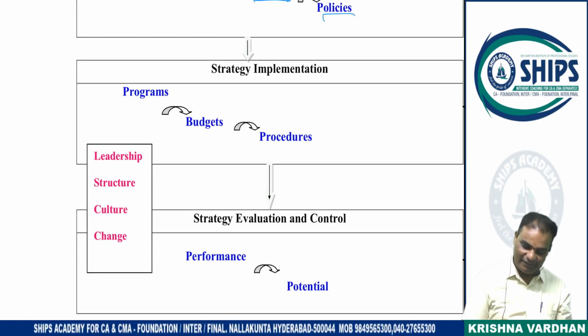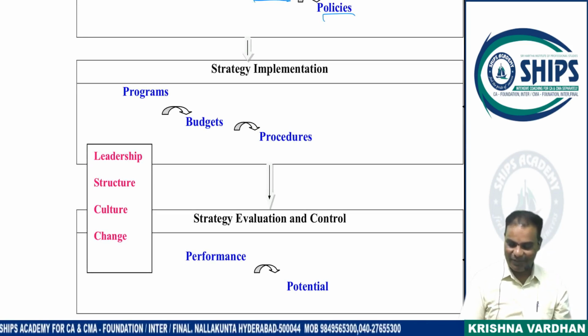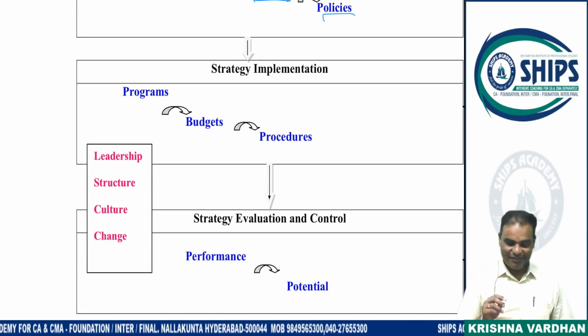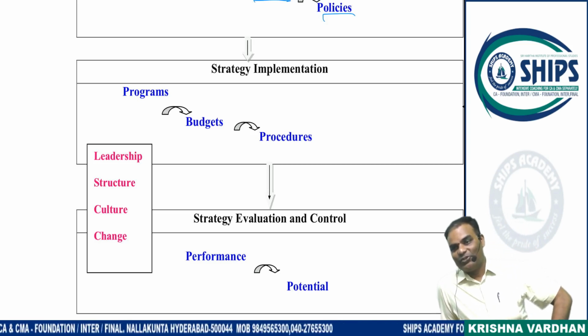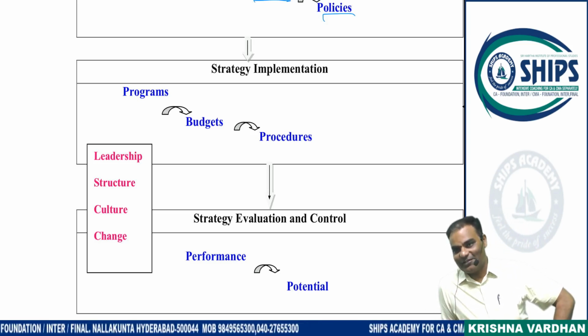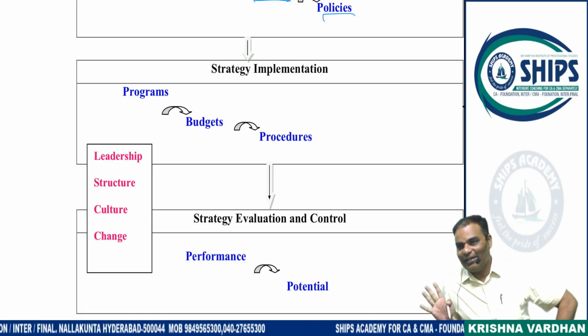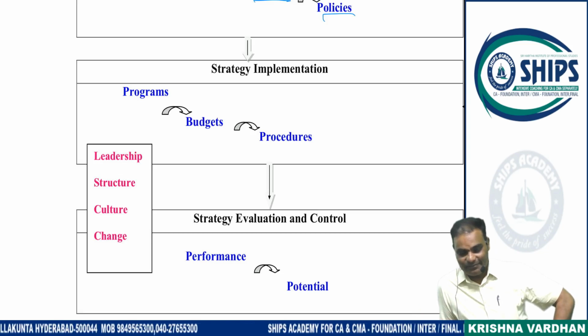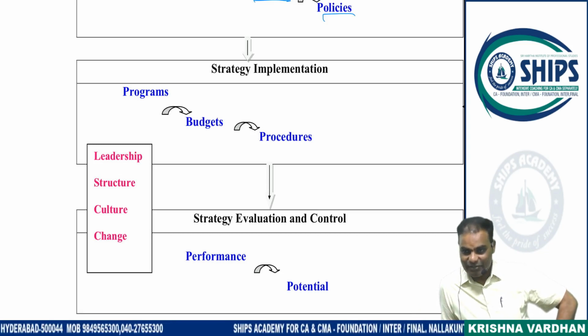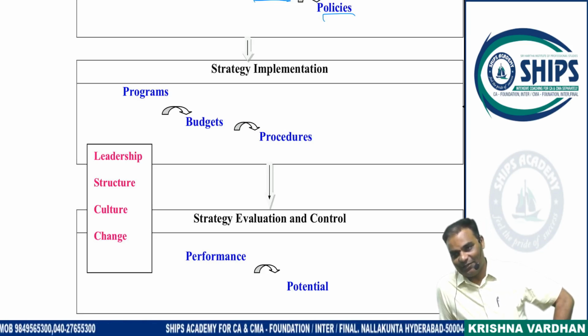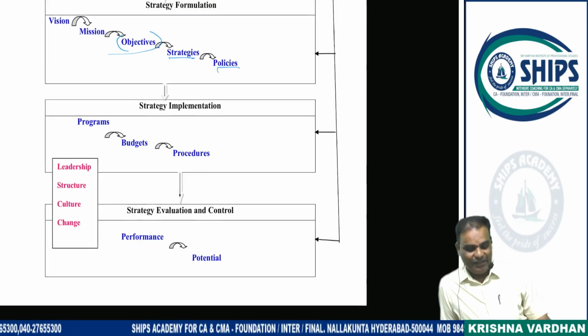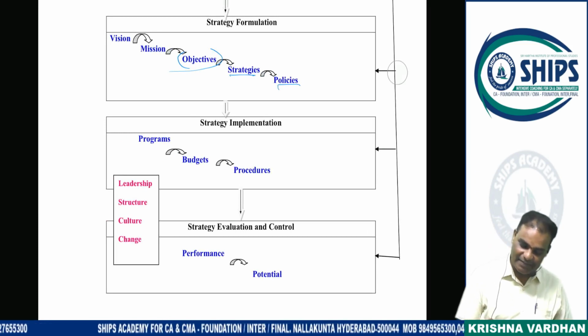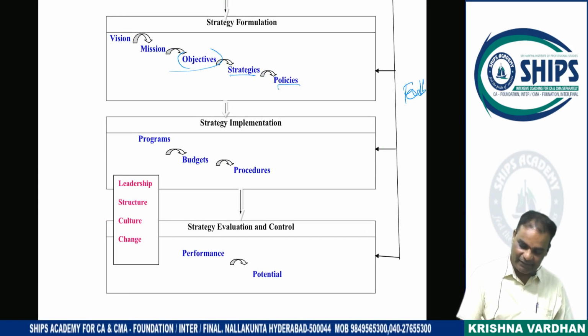So, here I have written 4 words common for implementation. What does it mean? To have an effective implementation, evaluation and control, there are 4 elements which are essential: leadership, strategic leadership, structure, organizational culture, and change management. And the complete thing is surrounded by something called feedback, interconnected with all of them.